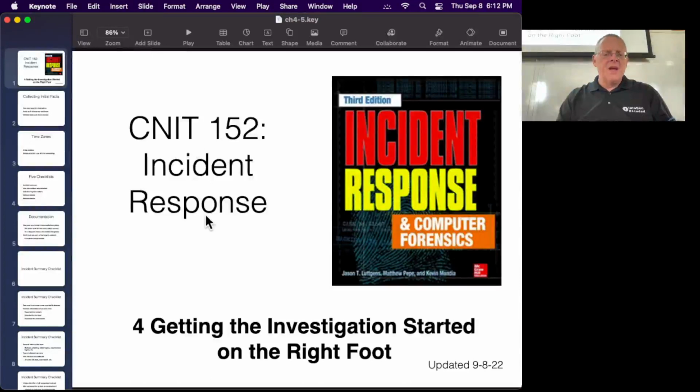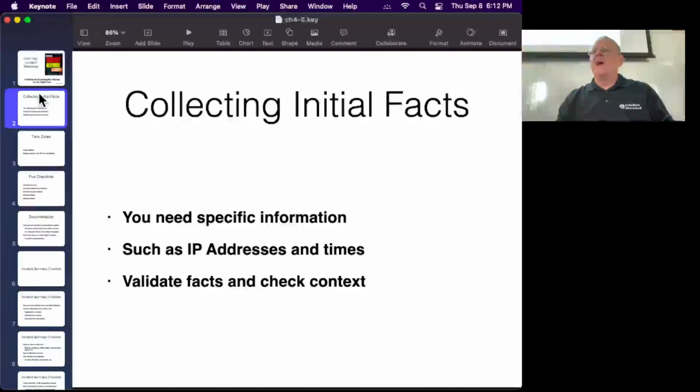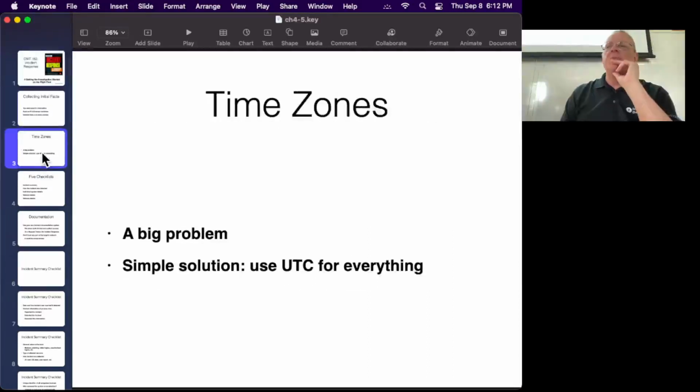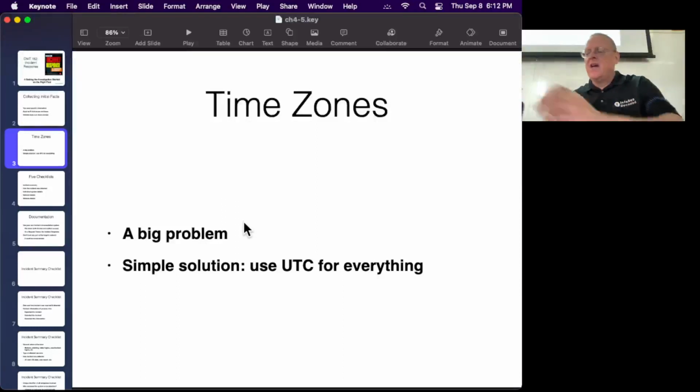All right, so when you get your initial facts, you would like something specific and actionable, like IP addresses and times when something happened, and then you know what to investigate in logs and other things on machines. Time zones are a problem. If you have a large network that spans time zones, or if you're using cloud servers in other time zones, then the simple solution is use UTC for everything. Otherwise, you will tend to go mad.